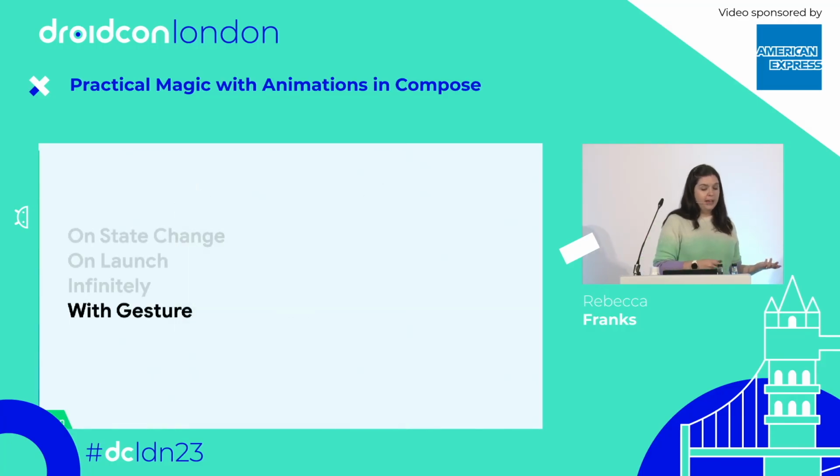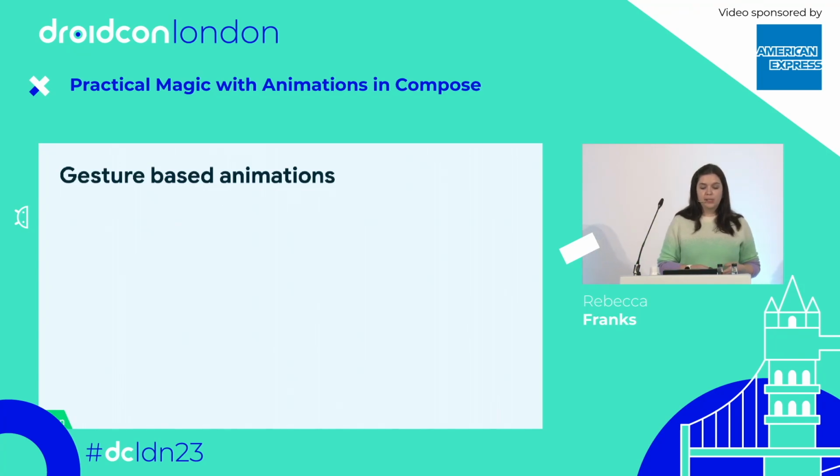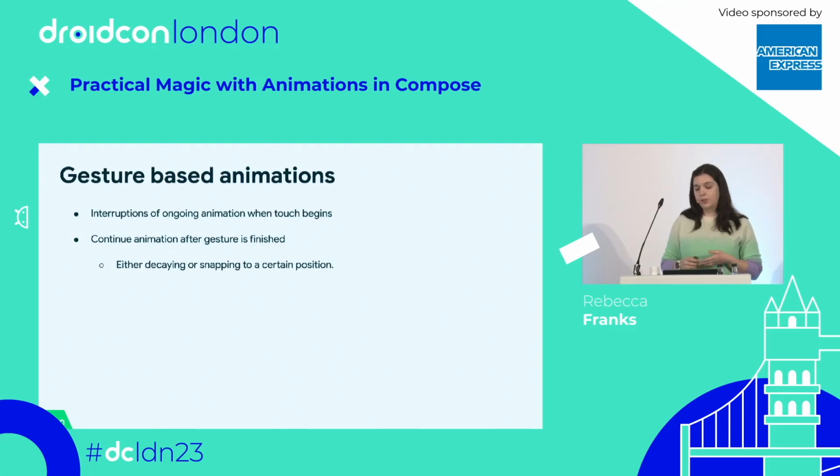The other option for when an animation could be run is as part of a gesture. And this is how this particular navigation drawer is implemented. A gesture drives how this animation is performed. When a user drags on the sheet on top, the content is moved, translated and scaled. But this pattern could be applied to other composables too. Gesture-based animations are interesting because they need to be interruptible when a touch begins, and they need to continue after a gesture is finished, either decaying or snapping to a certain position. And it also needs to feel like a natural stop.